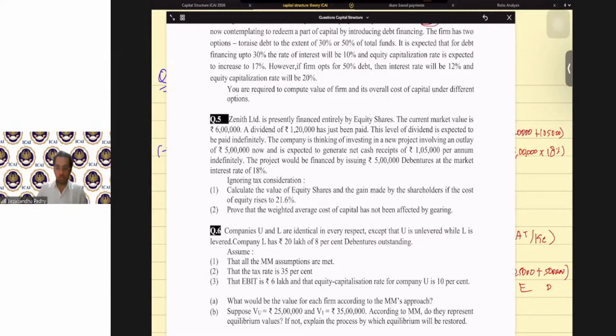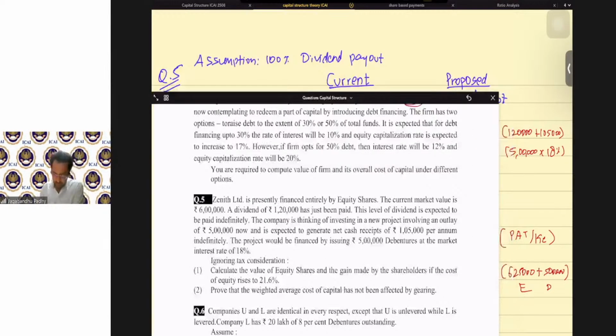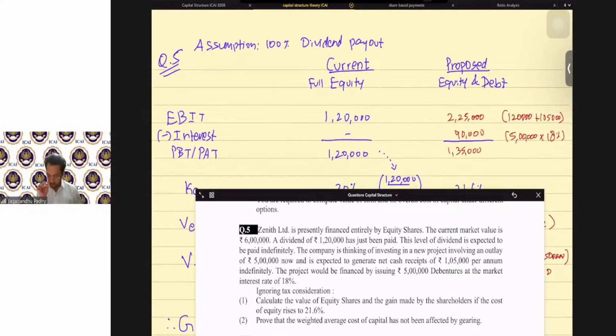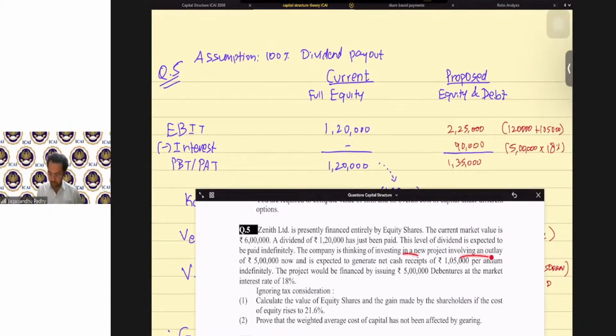Okay. Now, we can say that this question is pretty simple. Of course, whatever is our earning, we are going to say that it is 100% dividend payout. Current scenario is fully equity, and currently it is valued at 6 lakh. Dividend 1,20,000 is being paid. So basically, whatever is your EBIT, no interest is being paid out of it. So entire EBIT is your PBT or PAT, right? Now it says it is investing in a new project involving an outlay of 5 lakh, and is expected to generate cash receipts of 1,05,000.